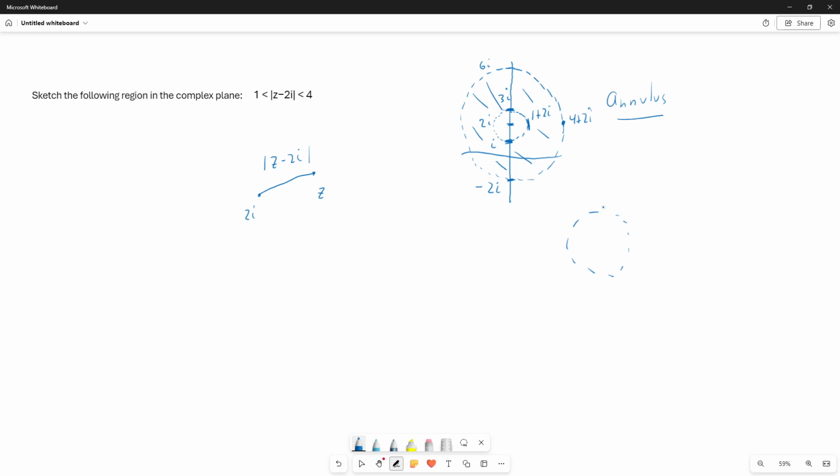That indicates that the boundary is not included. If the boundary were included, if we had an equal sign and we were including the boundary, then we would just draw it with a solid stroke.